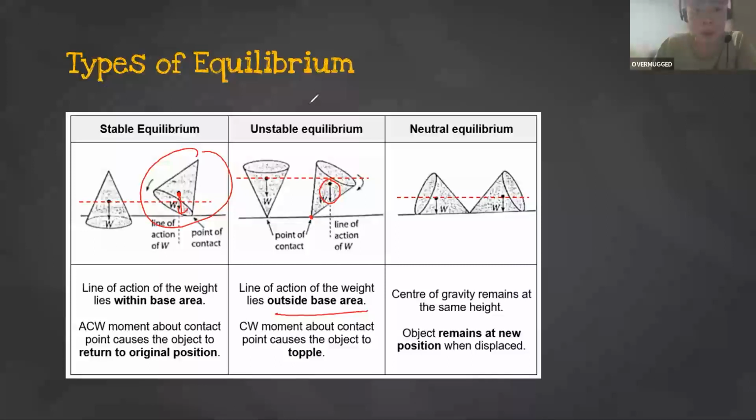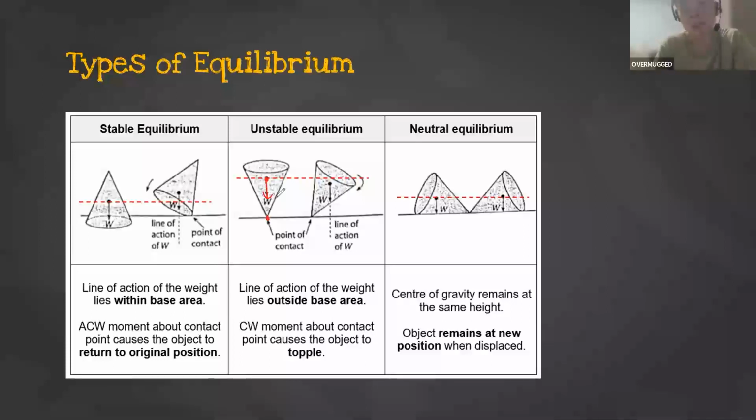Okay, so for your question, what if the line of action of the weight is directly above the base area line? Let's use this as an example. This is the base area, and this is the line of action of the weight. Would it be considered stable or unstable? In this case, it would be unstable.